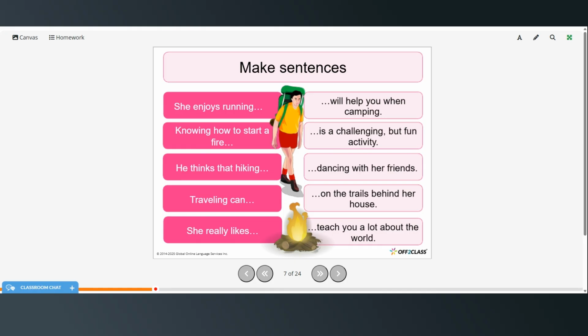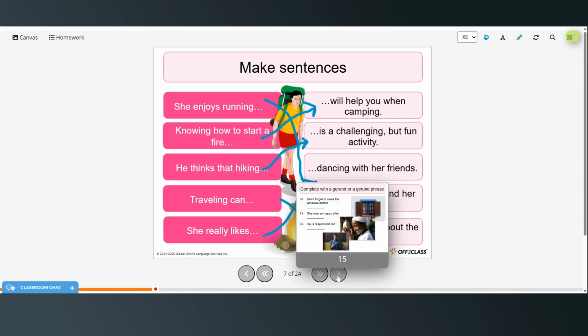Again, you can pause the video, try this on your own, and then restart when you're ready to continue. She enjoys running on the trails behind her house. Knowing how to start a fire will help you when camping. He thinks that hiking is a challenging but fun activity. Traveling can teach you a lot about the world, and she really likes dancing with her friends.